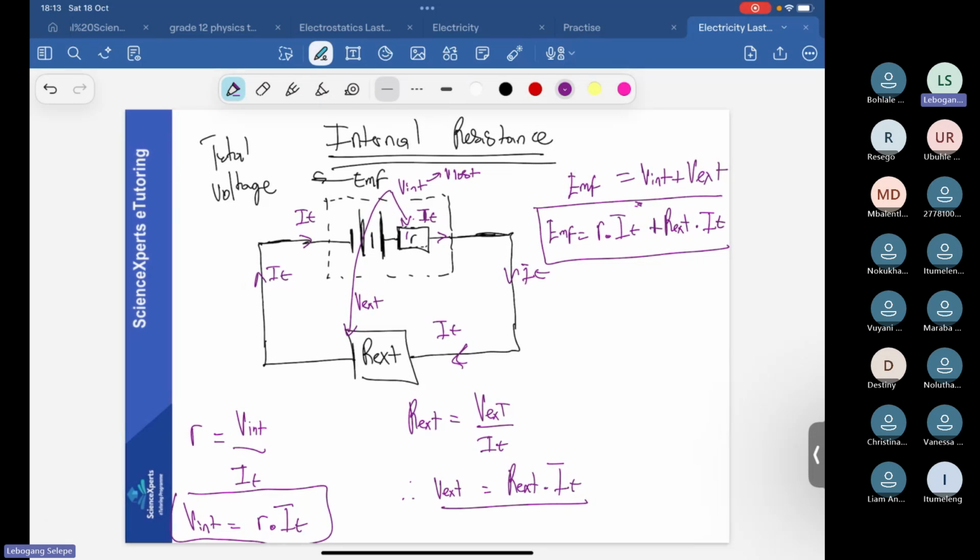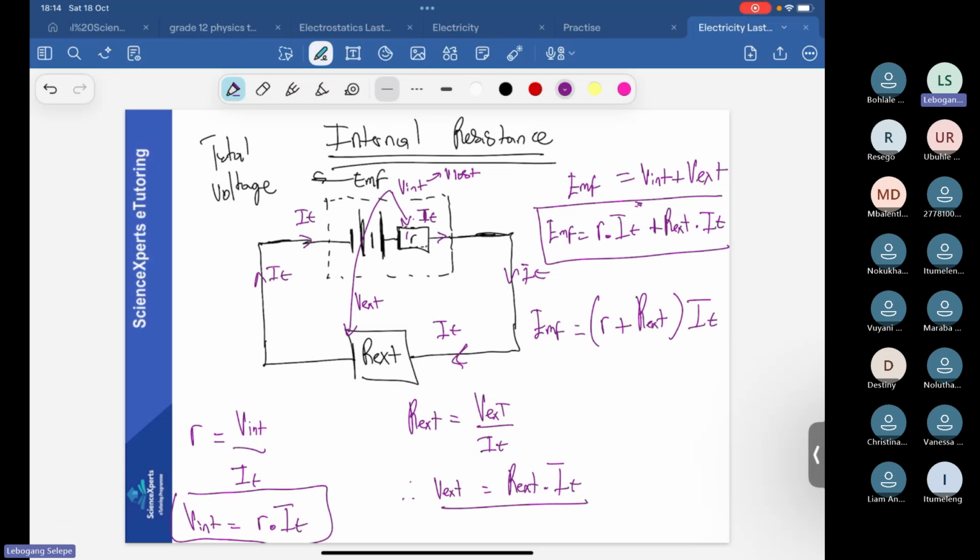If I were to rearrange it, I would have that EMF is equal to, taking out a common factor of current, small letter r plus R external multiplied by the total current. Then they don't usually write R external as R external, they just use a capital letter R for representing the R external. And this is where the formula comes from.